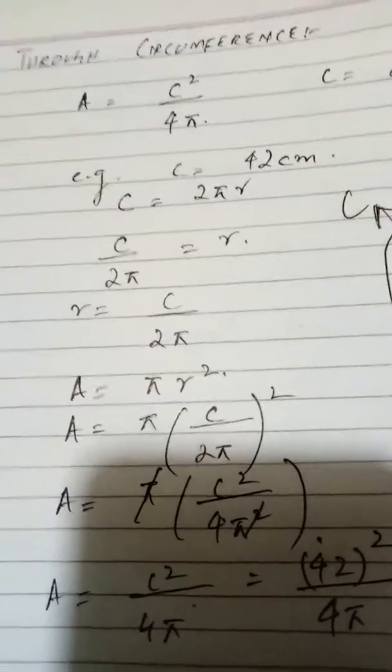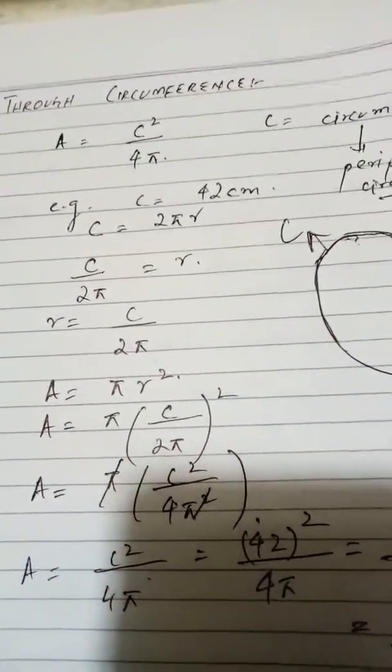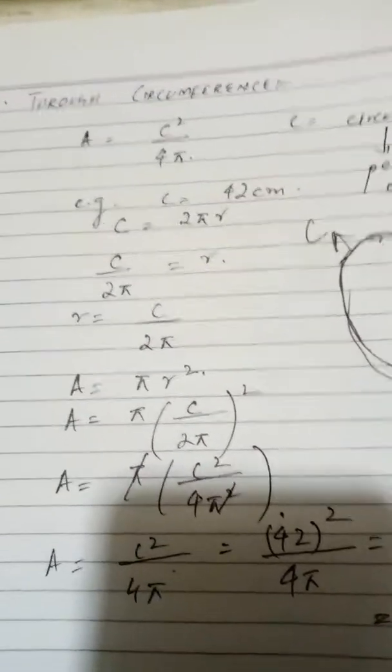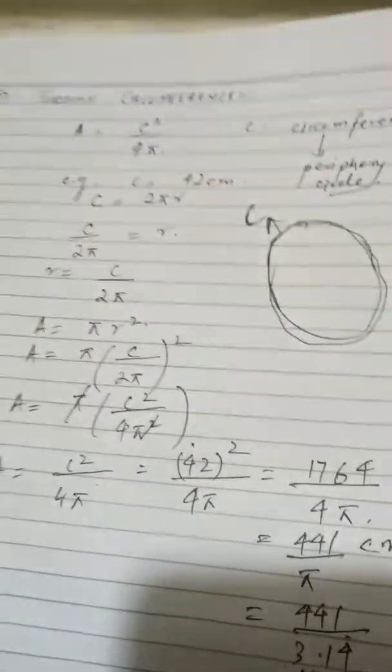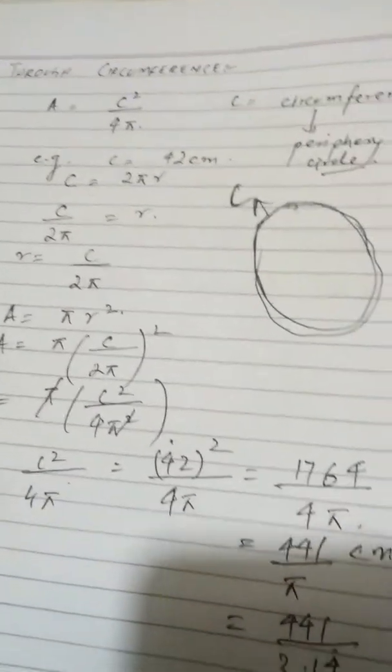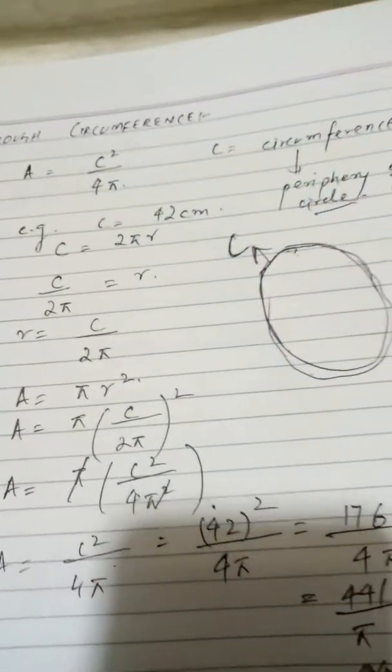And you know the circumference is this part, the periphery, which is the edge of the circle. So we have done the three.